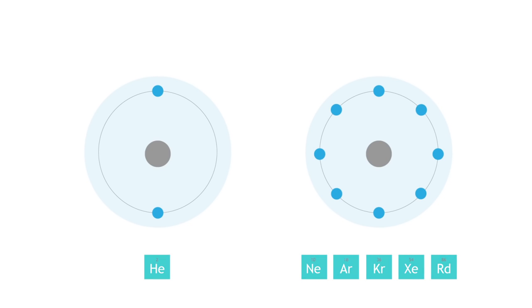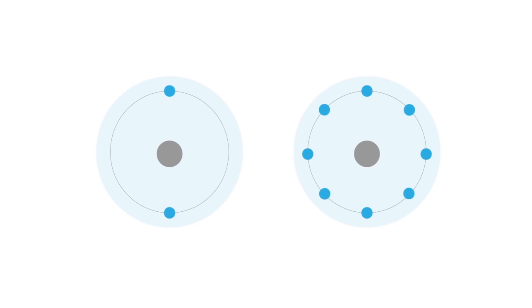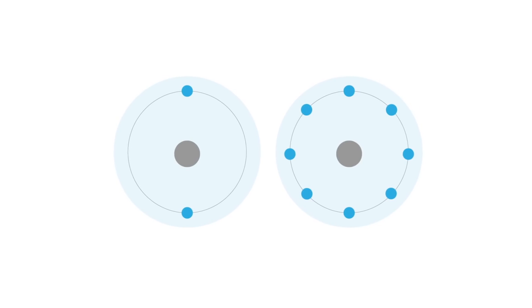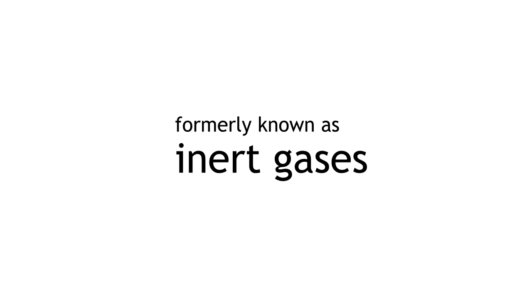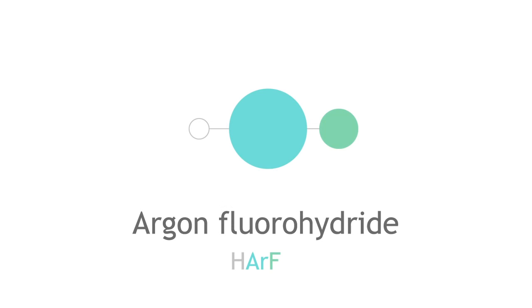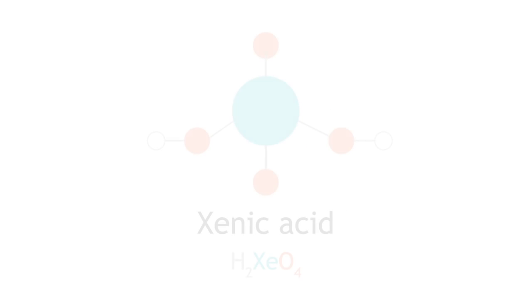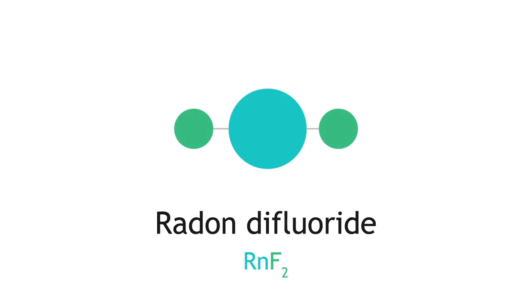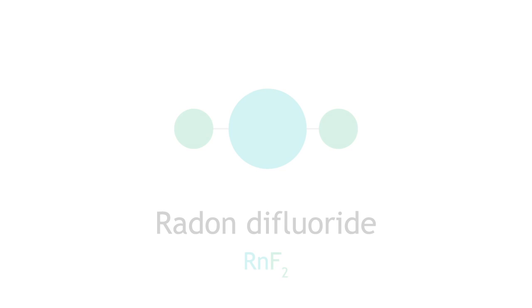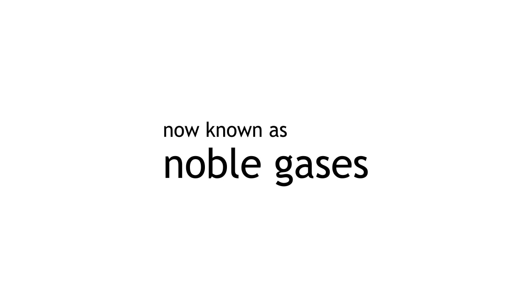In fact, they are so stable that, in the past, chemists thought that they could not react with other elements, which is why they were called the inert or unreactive gases. However, we know today that some noble gases can indeed react to form some compounds, which is why today this group of elements is called the noble gases instead.